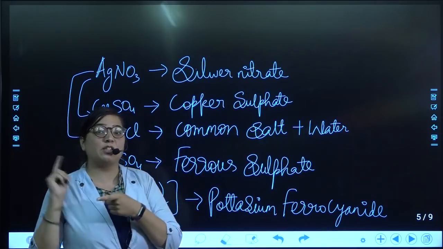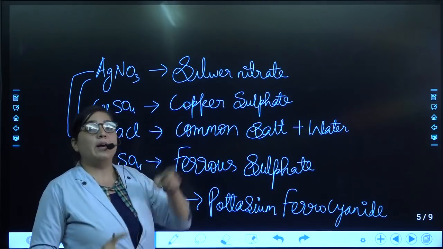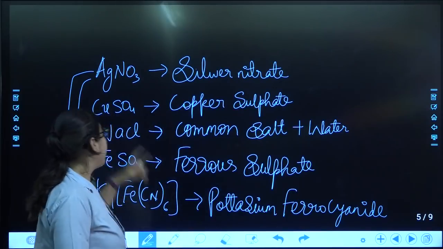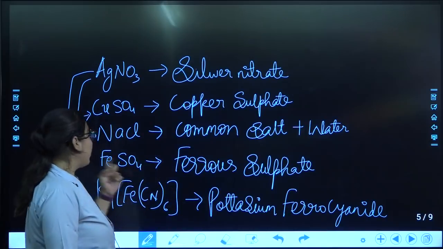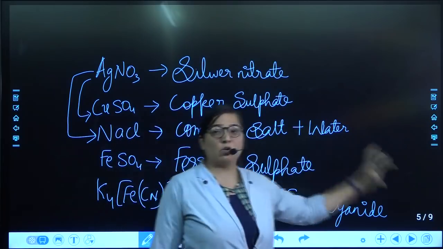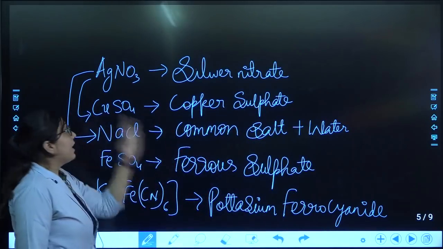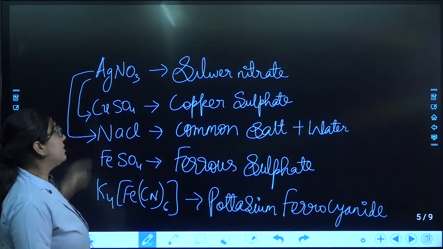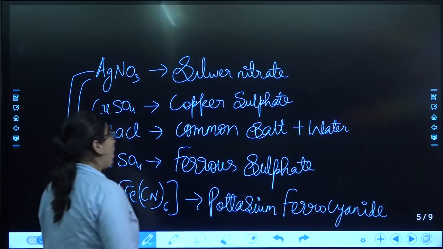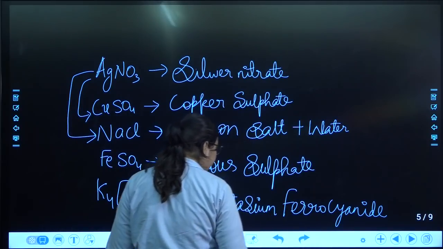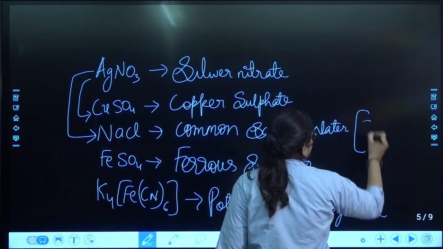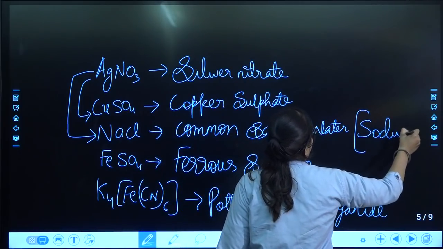AgNO3. Ag stands for silver, Au for gold. AgNO3, silver nitrate. CuSO4, copper sulfate. NaCl, common salt plus water. FeSO4, ferrous sulfate. K4FeCN6, potassium ferrocyanide. Once again, AgNO3, silver nitrate. CuSO4, copper sulfate. NaCl, common salt, or you can write it as the sodium chloride solution. Its chemical name is sodium chloride.